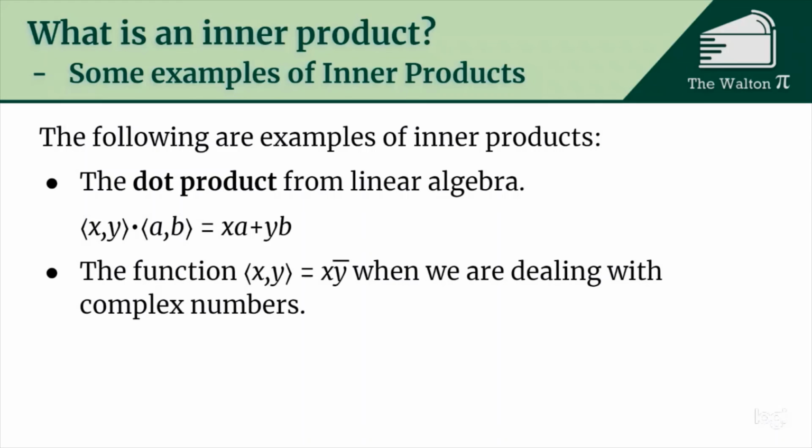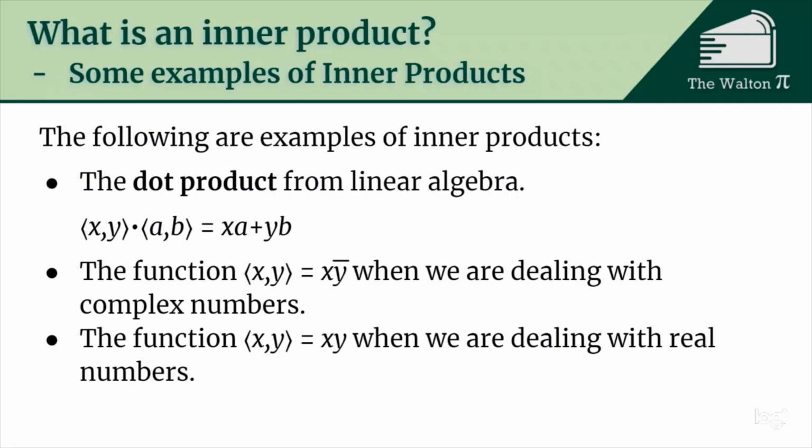Another one is if you're dealing with complex numbers, this is an inner product that you can apply to the complex numbers. So the inner product of two complex numbers x and y, that's just x times the complex conjugate of y. That is an example of a complex inner product. And then if you're dealing with real numbers, then just taking x times y, that is a real inner product.